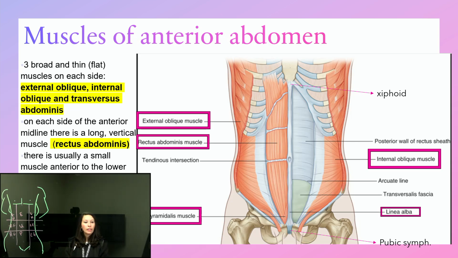Now we do have another muscle. This one is located also on each side of the anterior midline. It's vertical, and it's the one that we call rectus abdominis. We also typically call it the six-pack, right? And we all have them.